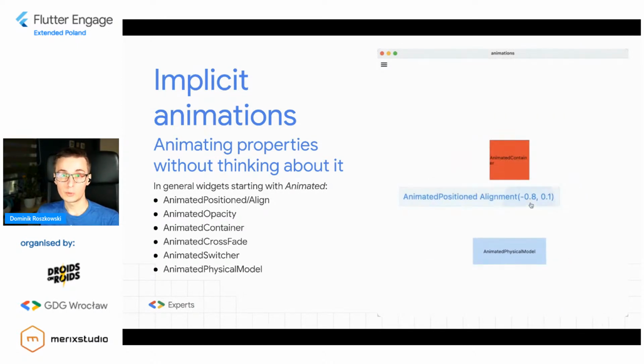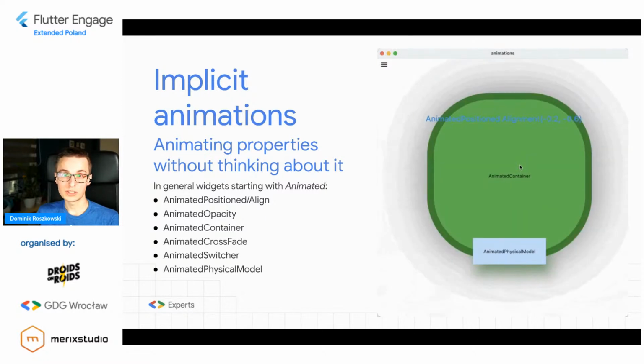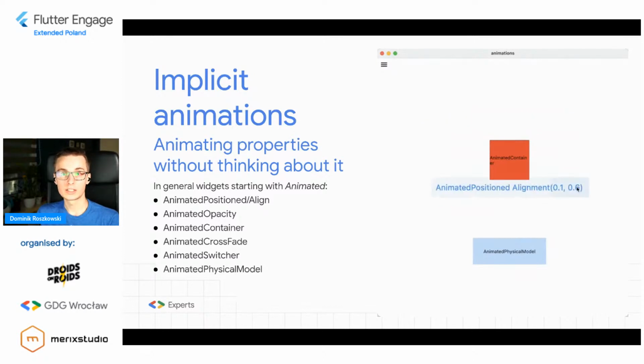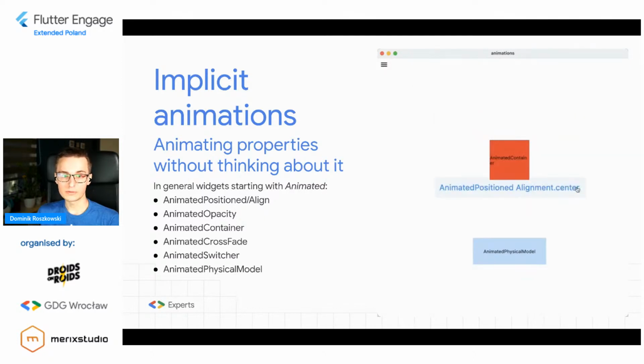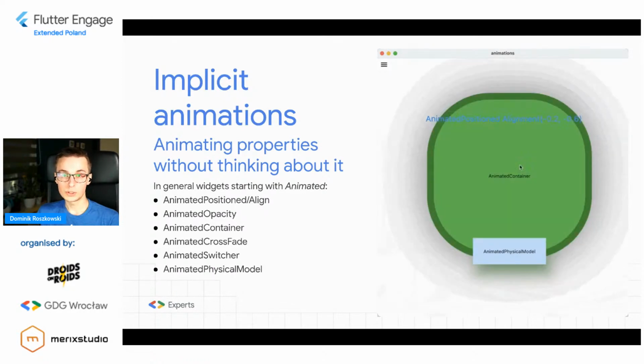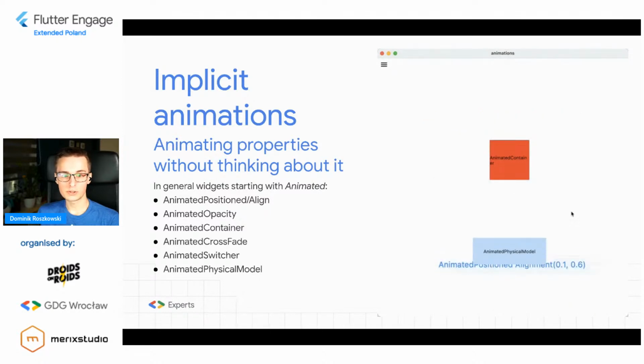And actually, we say that implicit animation means that some property of a given object, it can be its opacity, its layout, its position, or any other property, is changed from one value to the other. And Flutter and its internal logic will take care of interpolating the value between one and the other. So in Flutter, we have a bunch of different built-in implicitly animated widgets. In this short list, you can see animated opacity, container, crossfade, switcher, physical model.